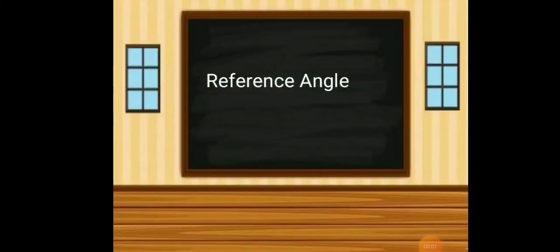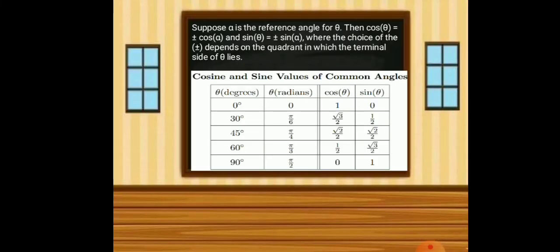Using reference angle. Suppose A is the reference angle for theta. Then cosine theta is equal to positive or negative cosine A, and sine theta is equal to positive or negative sine A, where the choice of positive or negative depends on the quadrant in which the terminal side of theta lies.